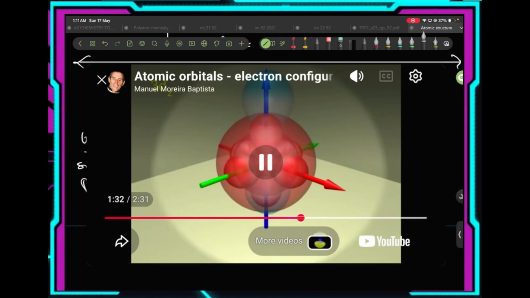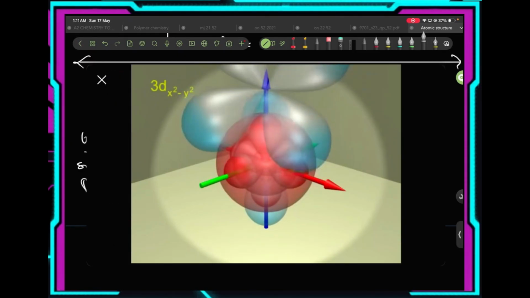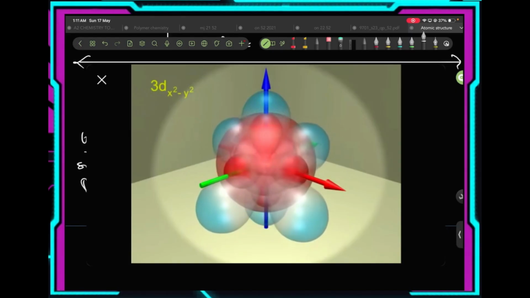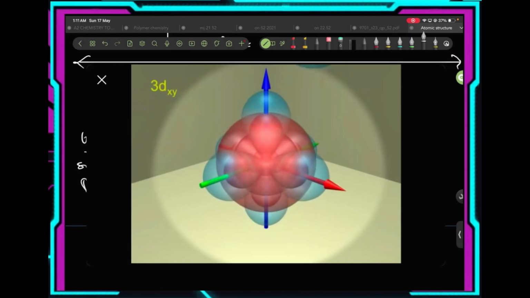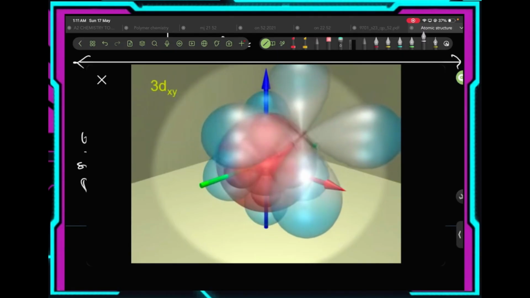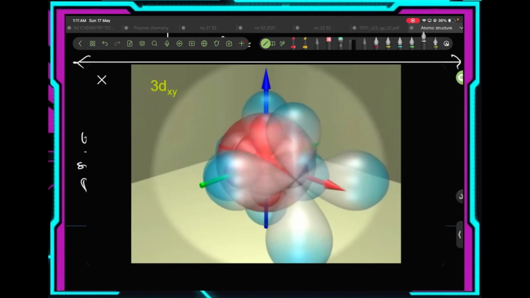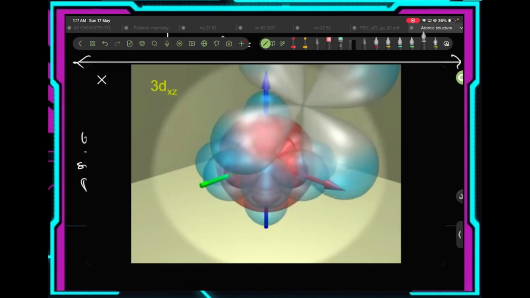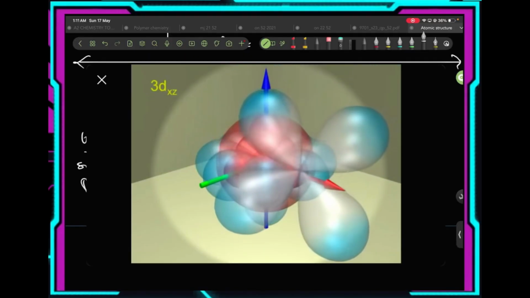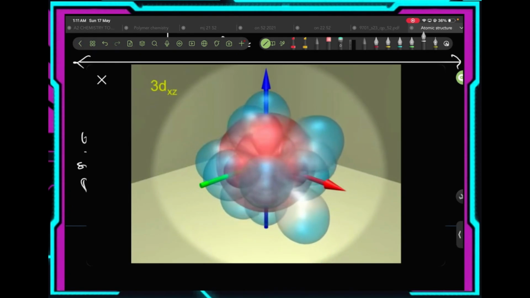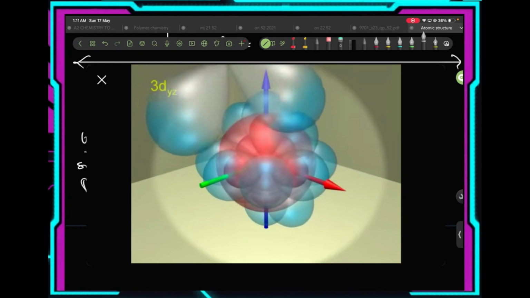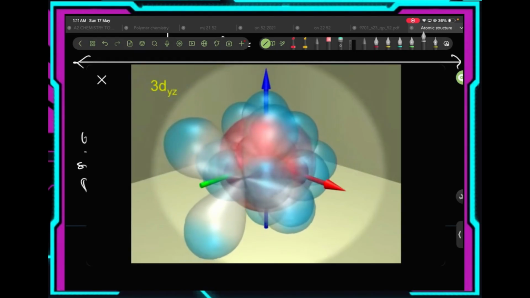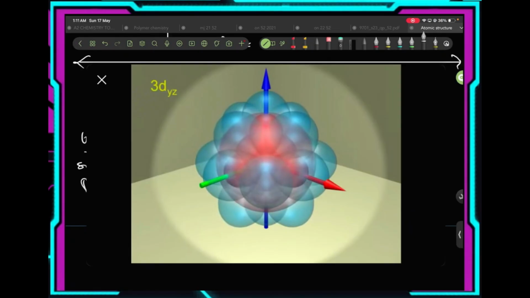They are basically going to arrange themselves. There's this dz square, and this is dx square minus y square. It is going to be along the x and y axis, double dumbbell shape. And there's this dxy which is going to arrange itself in between the x and y axis, not along it. There's dxz which is going to arrange itself in between the x and z axis, not along these axes. And then there's the dyz which is going to arrange itself in between the y and z axis, not along these axes.